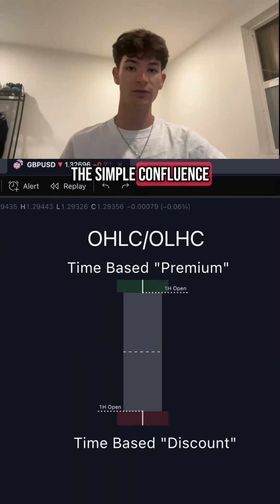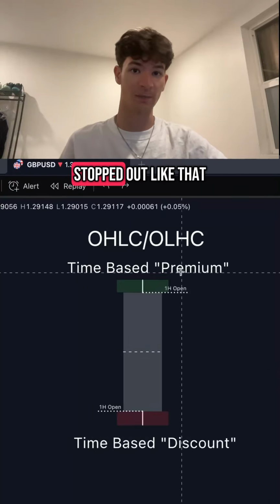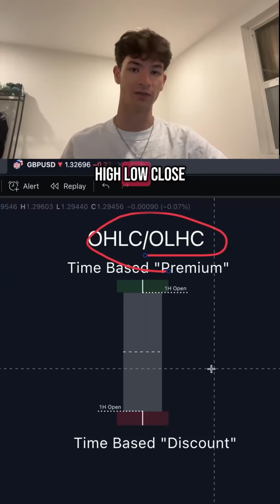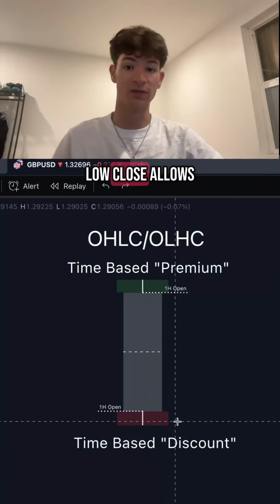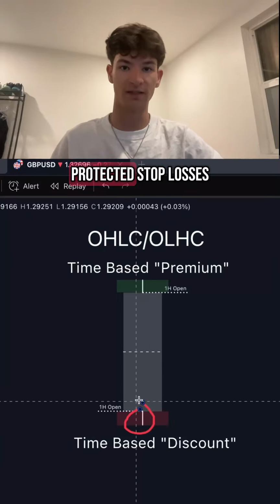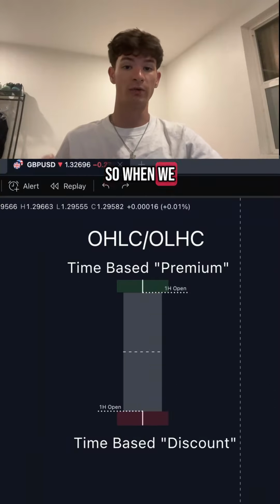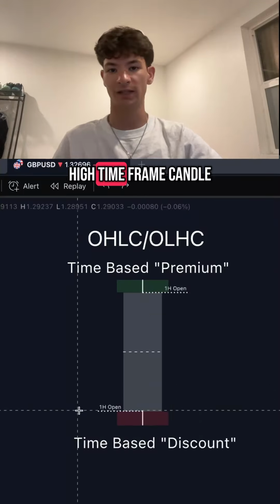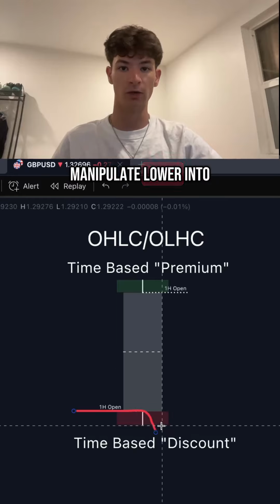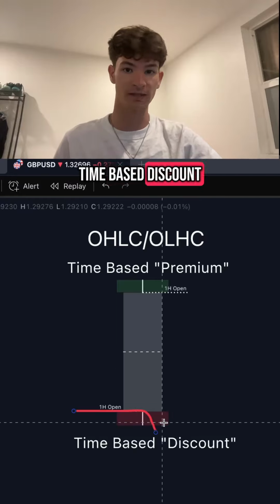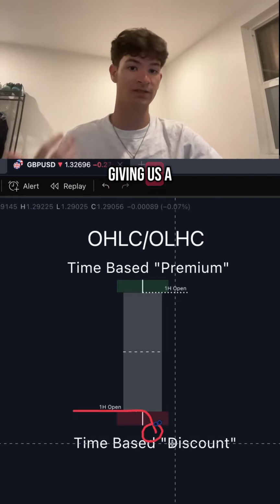The simple confluence you need to understand to make sure you don't get stopped out like that is the open, high, low, close. What the open high low close allows you to do is to identify protected stop losses when we're forming the wicks of these high time frame candles. So when we have a bullish bias, we can wait for a new high time frame candle to open and manipulate lower into a PD array inside of a time-based discount to identify the manipulation, giving us a protected low.